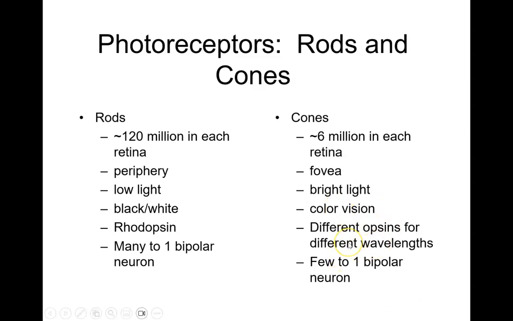Each of those 3 cones will have its own opsin, but I am not going to name them for you here. And whereas rods have high convergence, where multiple rods will converge on the same bipolar neuron, cones have low convergence. Very few cones will converge on the same bipolar cell.